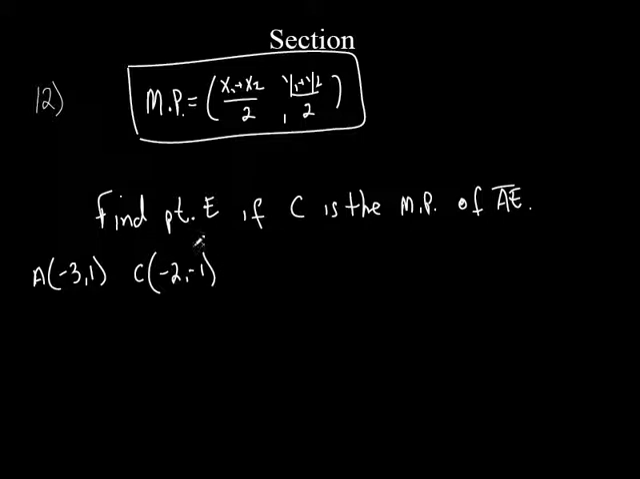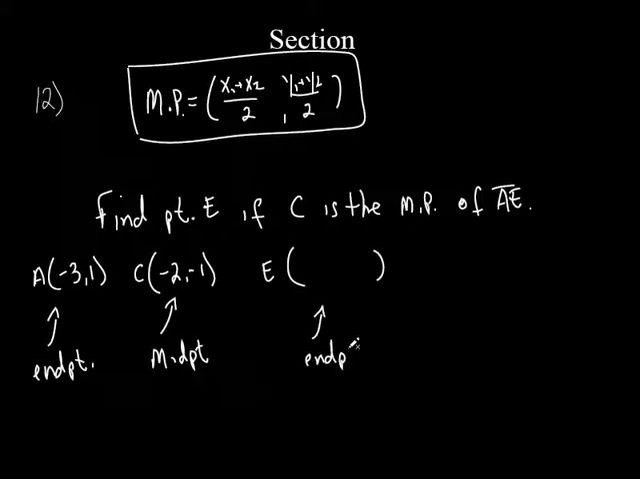All right, so here's the question. It says find point E if C is the midpoint of AE. So watch. C is the midpoint. That one right there is the midpoint. So what is A? A is an endpoint, right? And what is E going to be then? It's going to be an endpoint as well. Notice what they said. They said C is the midpoint, can't be any more clear than that. So this point right here is the midpoint of line segment AE. So A must be an endpoint and E must be an endpoint. Everybody see that?